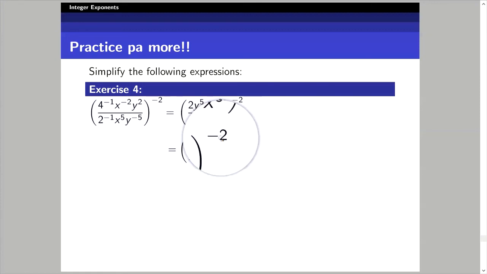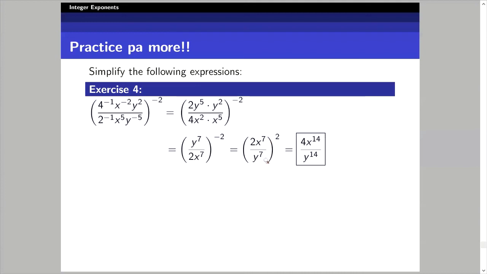How are you going to make it positive? You switch the numerator and the denominator. Like this. Kita nyo? Naging positive na ang exponent. And then you try to distribute. Again, don't forget the numerical coefficient here. All right? So it should be 2 squared. So that's 4. X raised to 14 over y raised to 14. That's our final answer.